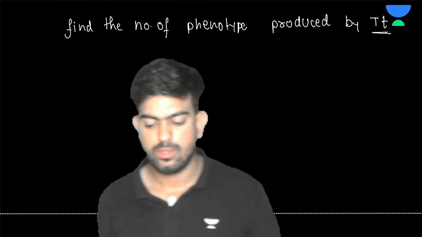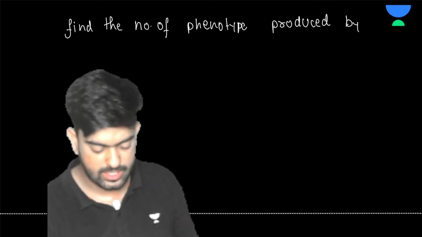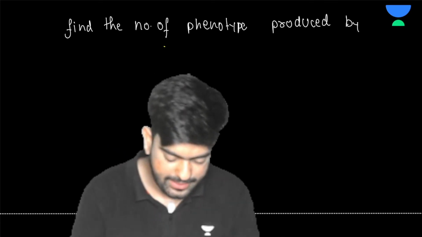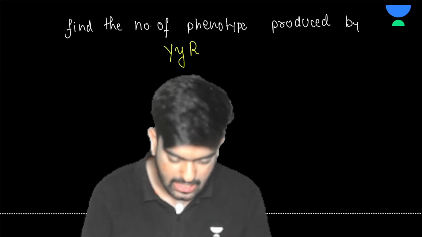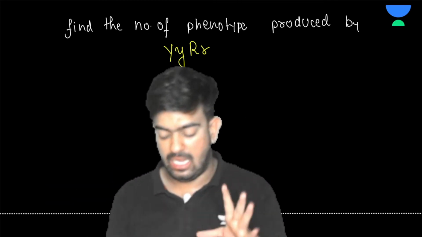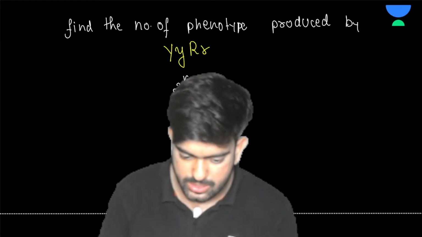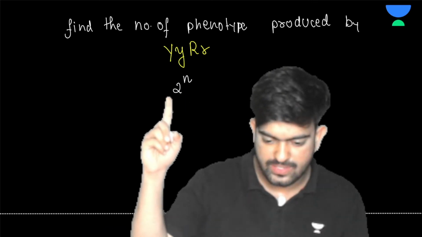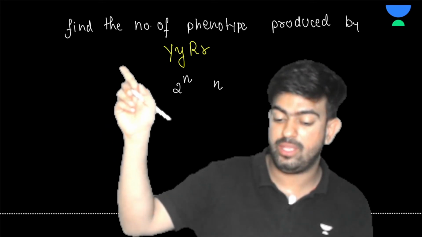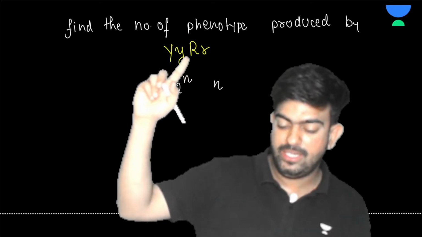Okay, I'll change the genotype. Don't worry, give me some time. Let me have the genotype as capital Y, small y, capital R, small r. How many pairs of heterozygous alleles do we have? N represents the number of heterozygous pairs. So capital Y, small y is 1 pair, and capital R, small r is 1 pair.